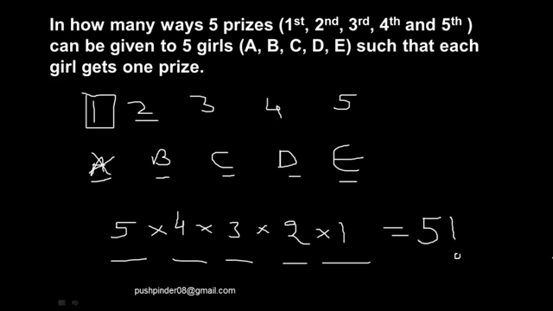So I hope you are understanding, right? I'm trying to build something here. This is a very simple question. 5 prizes to be distributed among 5 students. So the first prize can be given to any of the 5 girls. The second prize can be given to any of the 4 girls. The third prize can be given to any of the 3 girls, and so on, right?